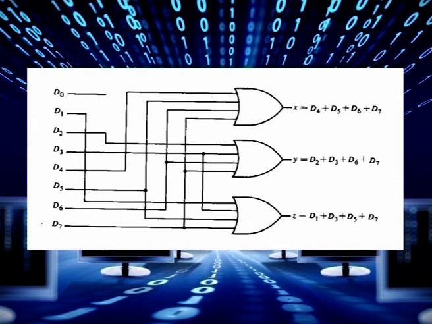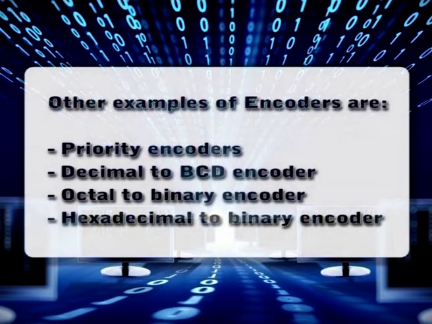It is assumed that only one input has a value of 1 at any given time, otherwise the circuit has no meaning. Other examples of encoders are priority encoders, decimal to BCD encoder, octal to binary encoder and hexadecimal to binary encoder.